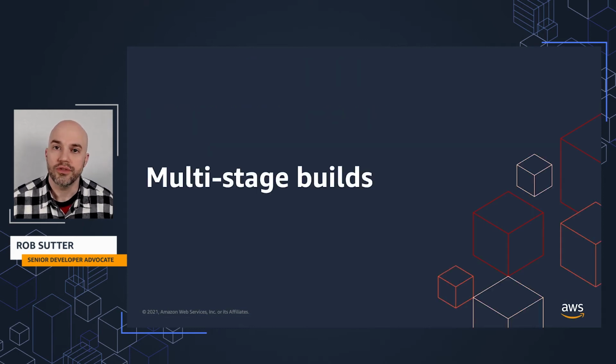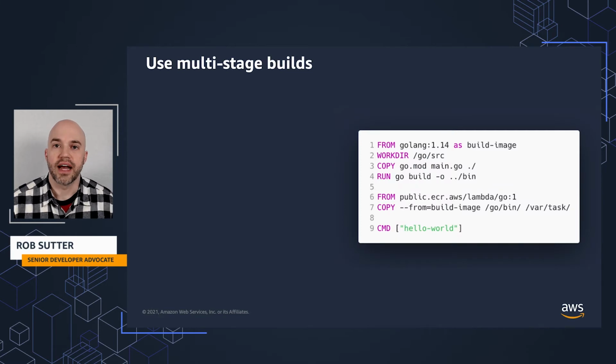You should also use multi-stage builds when packaging your AWS Lambda functions as container images. On this slide, you see an example of a simple Dockerfile that uses multi-stage builds. First, it downloads the Golang 1.14 image to use as the build image for your runtime. It creates a binary, and then using the AWS Lambda Go base image, it copies the binary from the build image into your final function image.